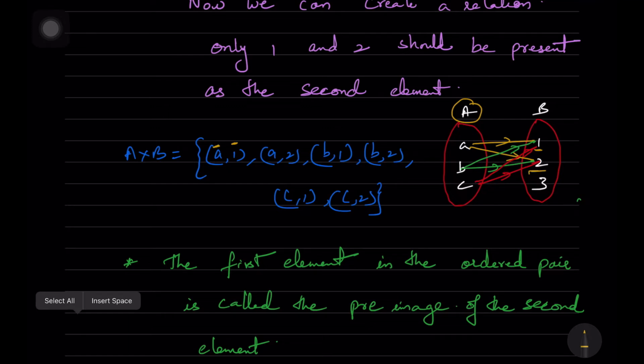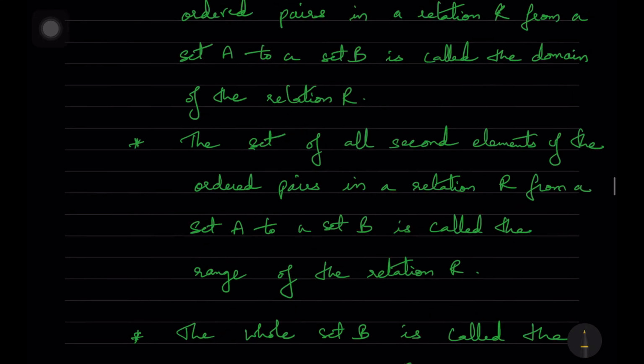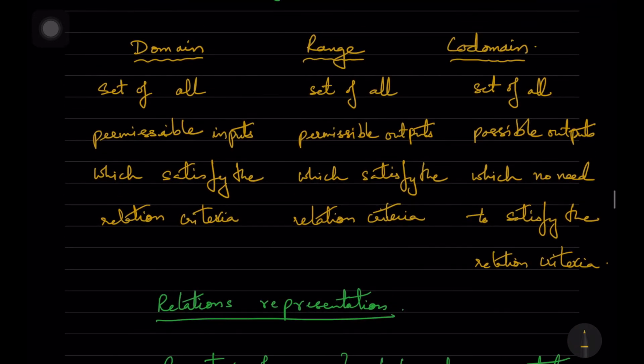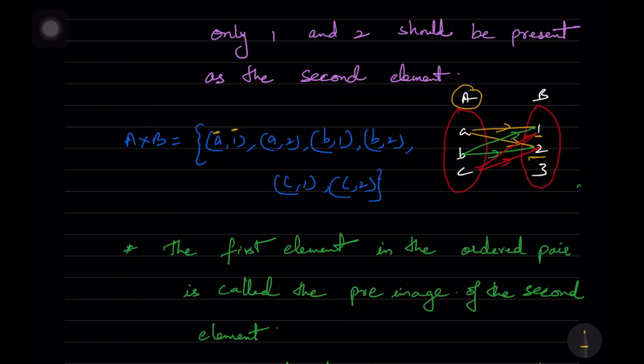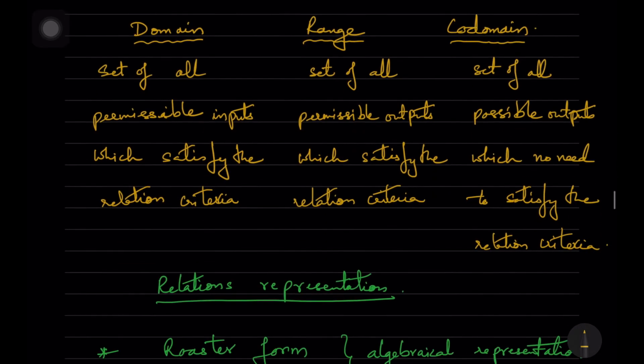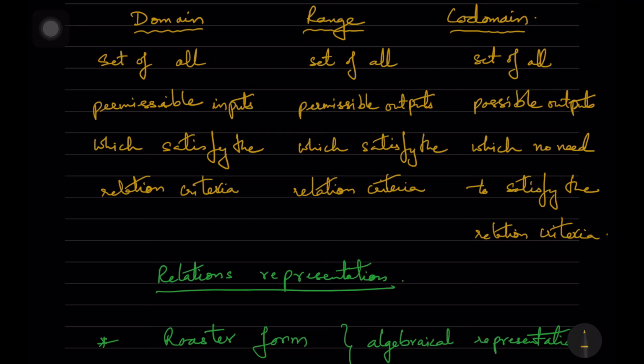And here, what are the permissible outputs? 1 and 2 are called permissible outputs from set B. So those are the range: the set of all permissible outputs which satisfy the relation criteria. Even the domain should satisfy the relation criteria, and even the range should satisfy the relation criteria. And what is the codomain? Codomain is all the elements which are there in set B, that is 1, 2, 3, but it need not satisfy the relation criteria.